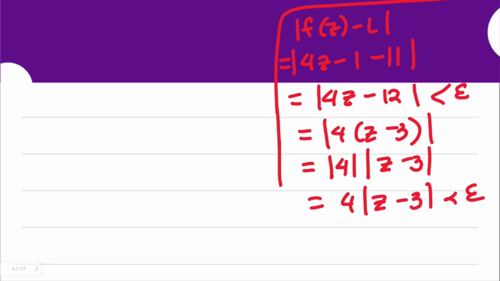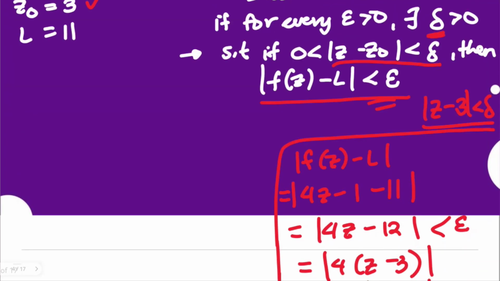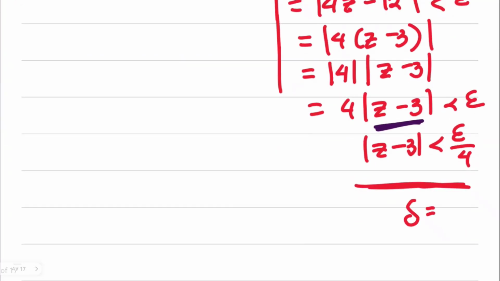Since we would like this alone, dividing both sides by 4, we get the absolute value of z minus 3 must be less than epsilon over 4. Take note, this is what is equivalent to this. So with that, we can show here that our delta is actually epsilon over 4. And since it's a positive value, it exists.